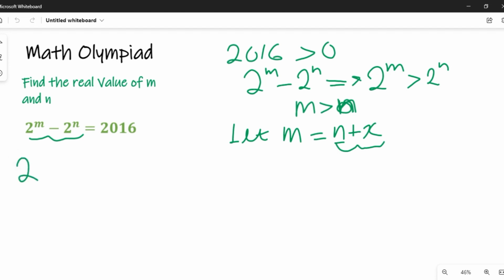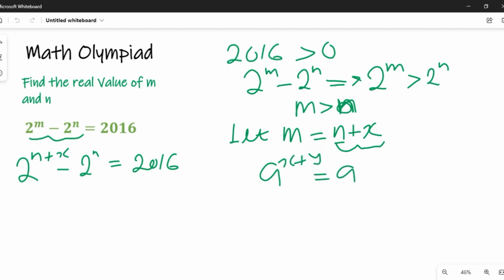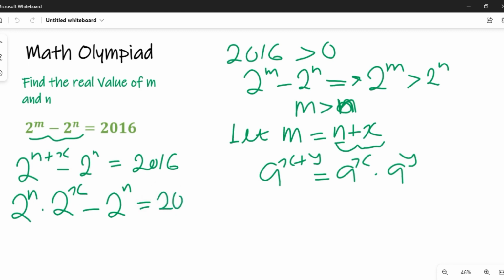So this will give us 2 raised to power n plus x minus 2 raised to power n, and this will be equal to 2016. Having gotten this, remember this indices expression: when we have a raised to power x plus y, this is equal to a raised to power x multiplied by a raised to power y. If we apply it here, we are going to have 2 raised to power n multiplied by 2 raised to power x minus 2 raised to power n equal to 2016.